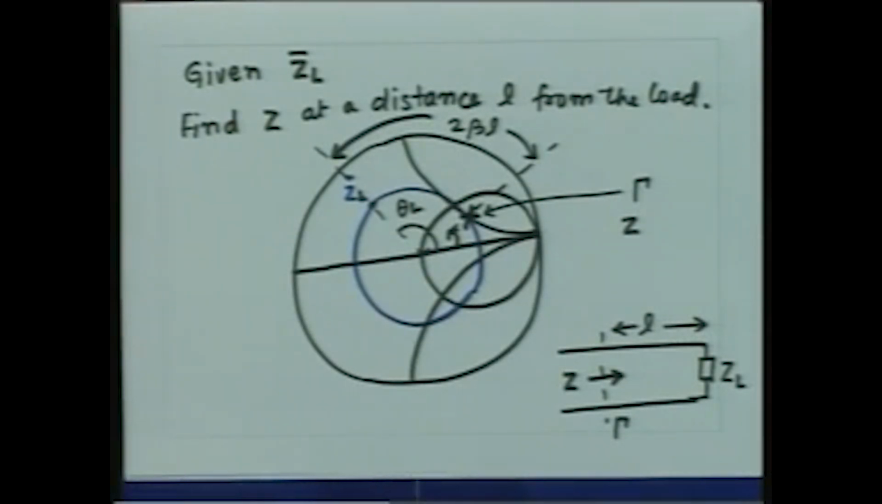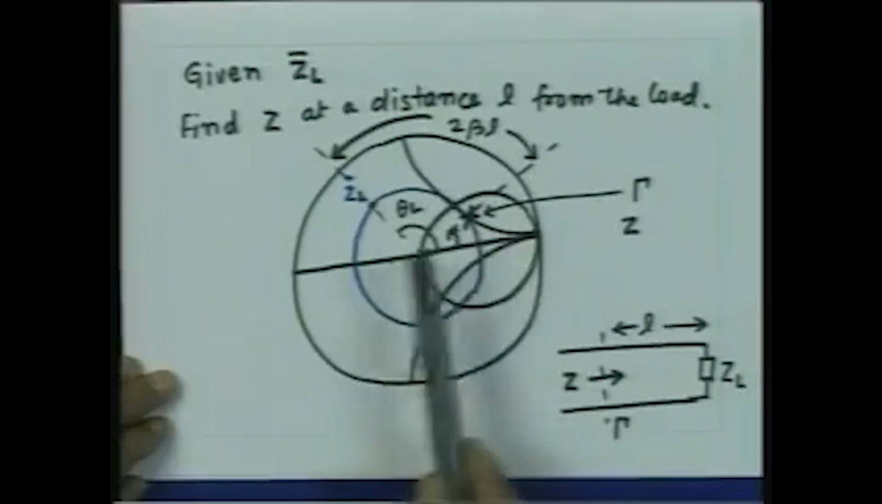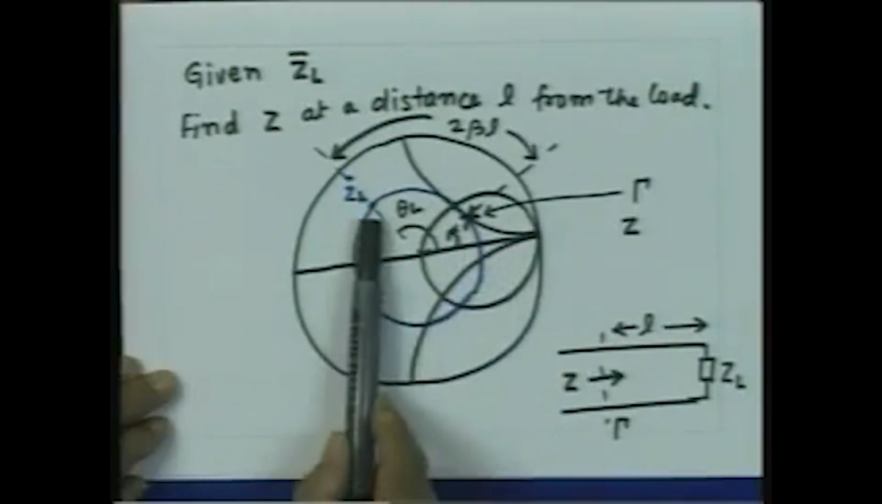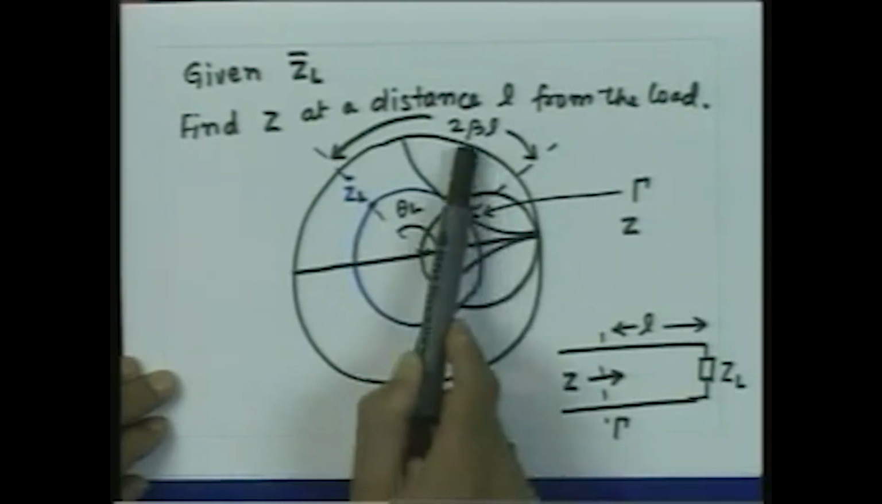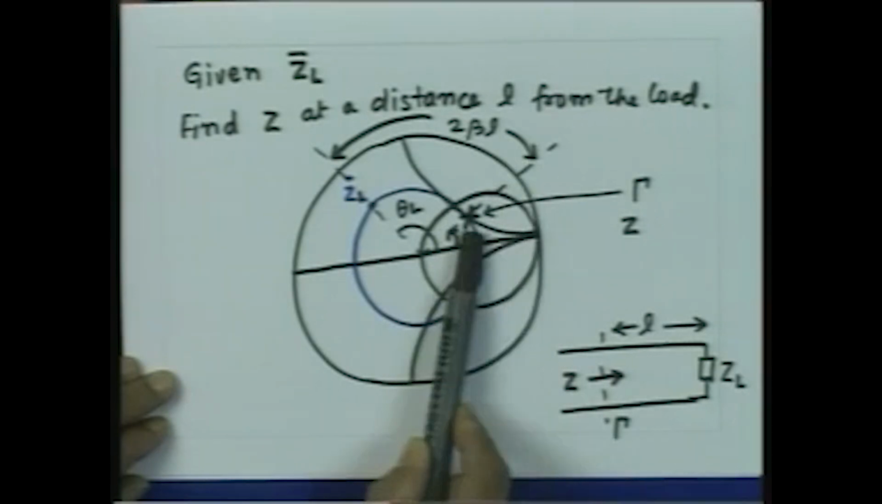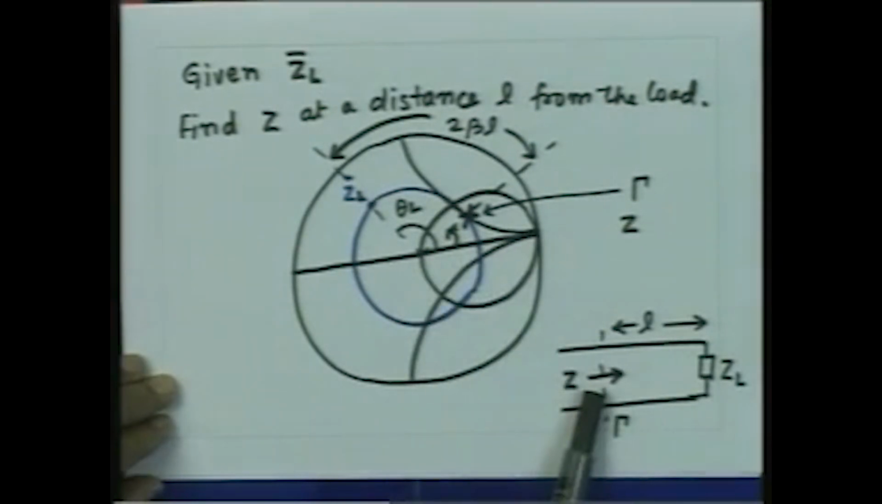Analytically, if you remember, the impedance transformation requires calculation of cosine and sine functions, and the expression is rather complicated. With the help of the Smith chart, the impedance transformation is very simple. You simply draw this constant VSWR circle passing through the load point, move by an angle equal to 2βL, and read off the value of this new point which you have got here. That gives you the transformed impedance at a distance L.